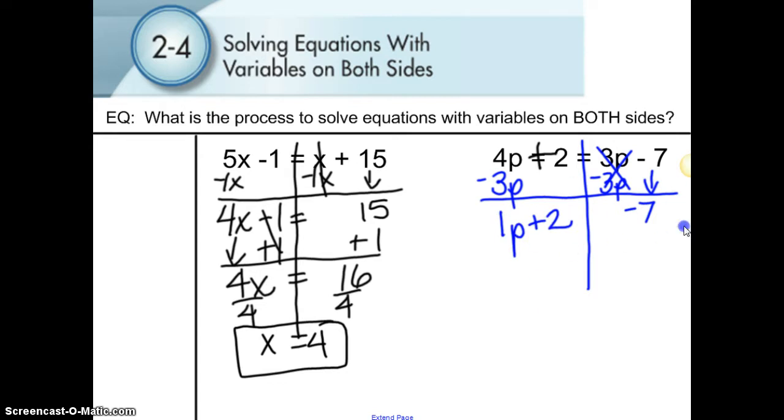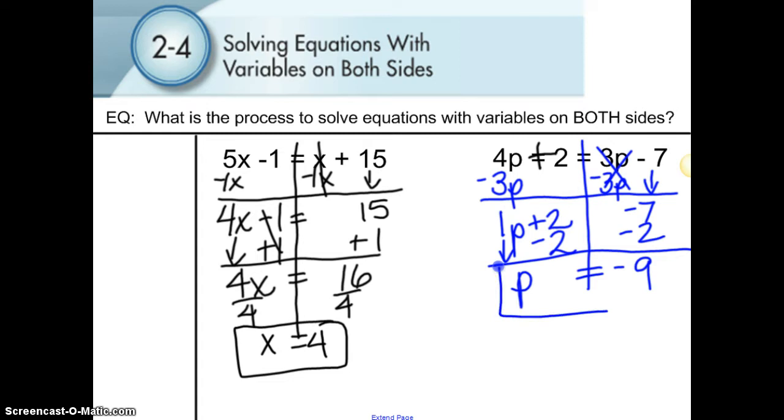How do I undo this piece right here? Yeah, I undo the plus 2. How do you undo plus 2? You subtract 2, and you drop down your 1p. Is it all right if you just keep it as 1p? Yeah, because that's what this was, 1 as well. So I've got 1p is negative 7, minus 2, negative 9. There we go.